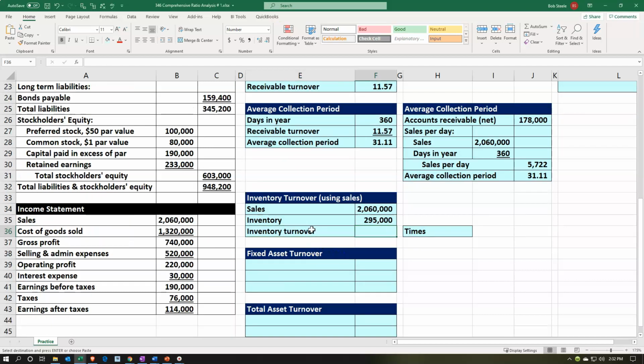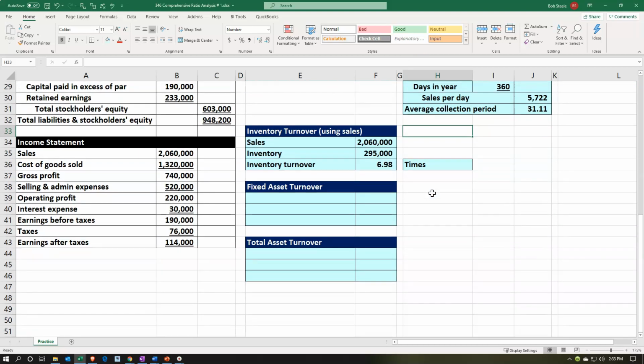Inventory turnover, then, is going to be equal to the 2,060,000 divided by the 295. We're then going to add decimals, Home tab, font group, add decimals. We could keep on going. We typically stop at 2. So now we got the inventory turnover. It turns over about 6.98 times. Again, is that good? Well, it depends on our past performance and on the industry performance.